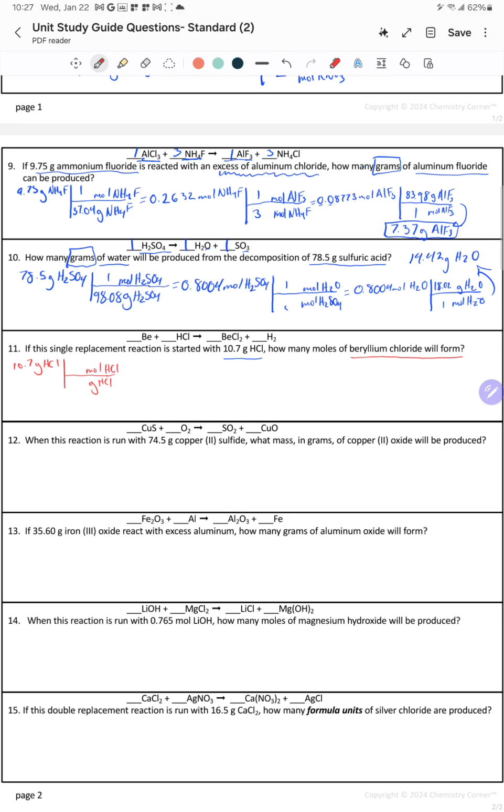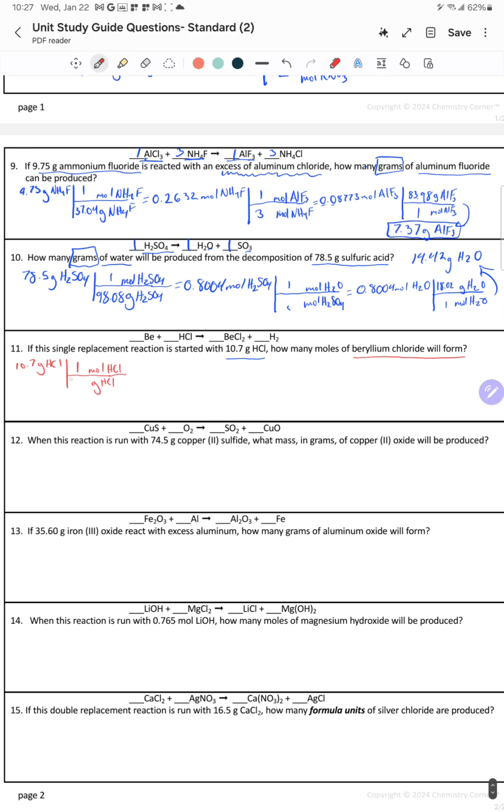That means my comparison between moles and grams is our molar mass. So 1 mole of HCl, there is 36.46 grams of HCl. That's 1 hydrogen, 1 chlorine added together. And you multiply the top divided by the bottom, and when you get this, you end up getting a total of 0.2937 moles of HCl.